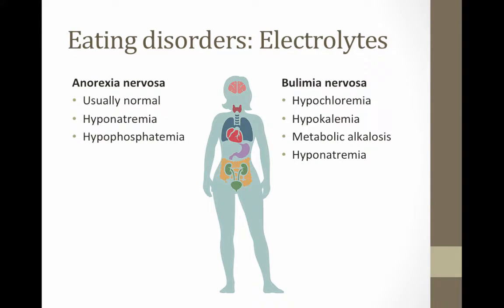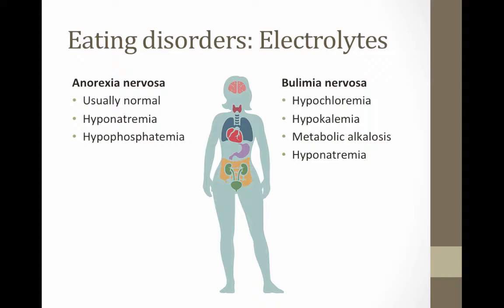It's also important to consider electrolyte imbalances. I want to emphasize that in anorexia, someone can be extremely underweight and still have stone-cold normal electrolytes. I have a patient right now with a BMI just over 14 with completely normal labs. These are just not a good marker of illness severity.